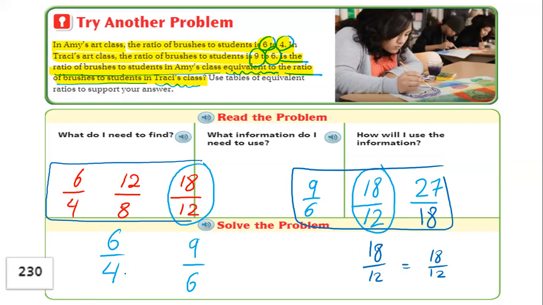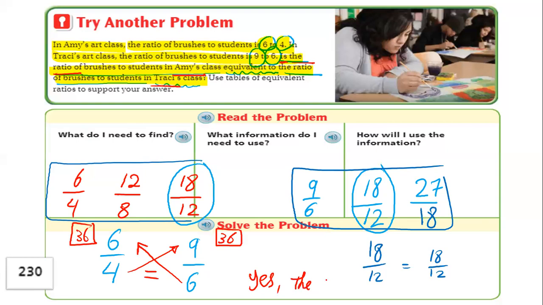All right, and if you apply my crossways method, you can find the answer more easily. 4 multiplied by 9 equals 36, and 6 multiplied by 6, of course, is 36. So, very easy, they are equivalent. What is the answer to this question? Is the ratio of Emmy's class equivalent to the ratio of Tracy's? Yes. So the answer is yes, the ratio is equivalent.